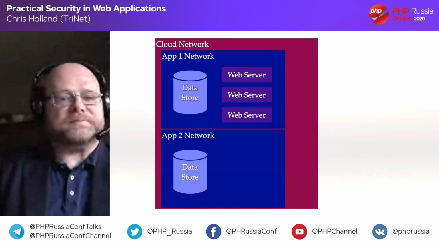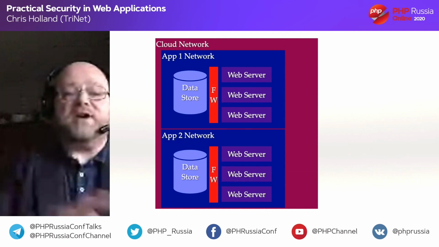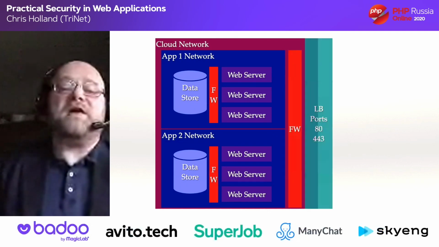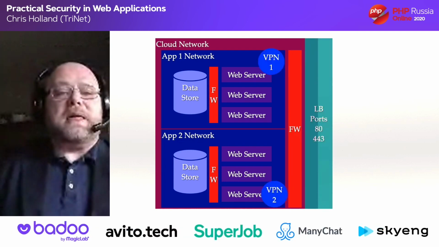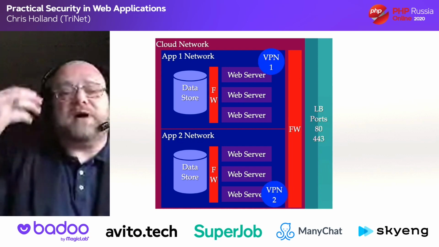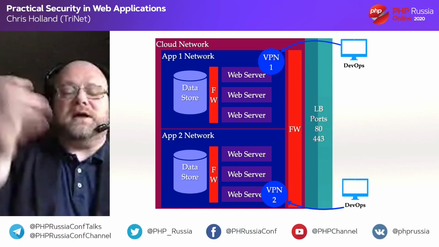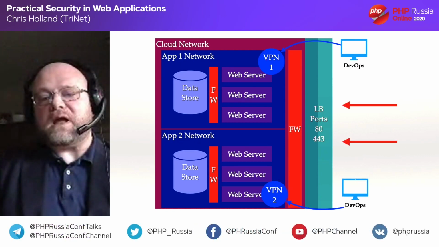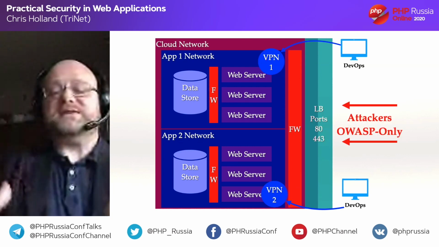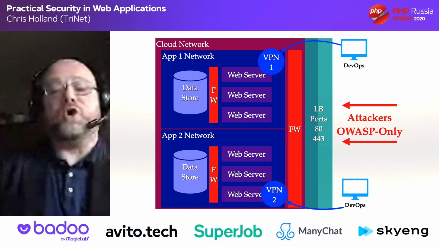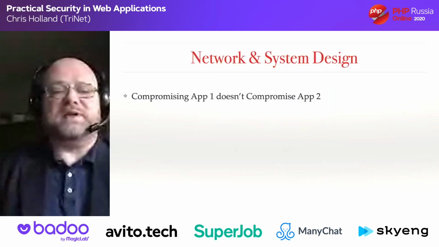A more secure setup could look like this. You have your firewall between your data store and your web server so that it can only communicate over a very specific port. You may have a firewall between all of these layers and your load balancer. And if you want to manage these services, you could have a VPN network, such that DevOps can go in and manage all of the boxes. The key here is that with an architecture such as this, attackers can only attack you through OWASP vectors instead of full stack vectors. So that's good to keep in mind.